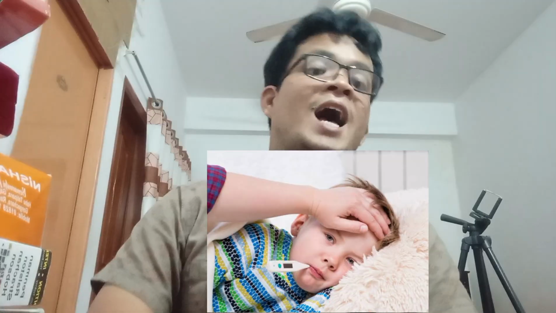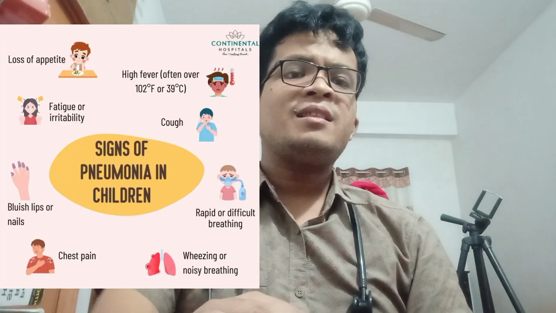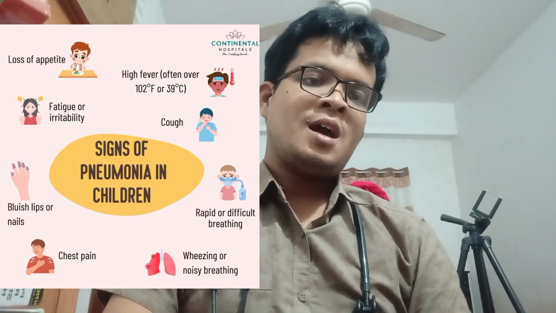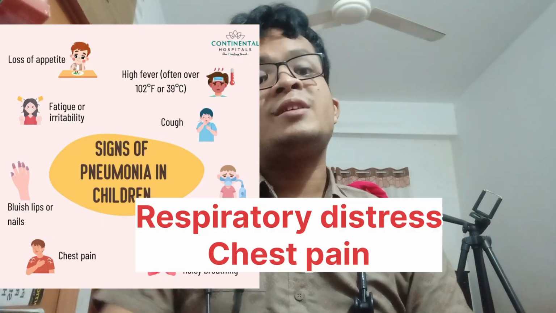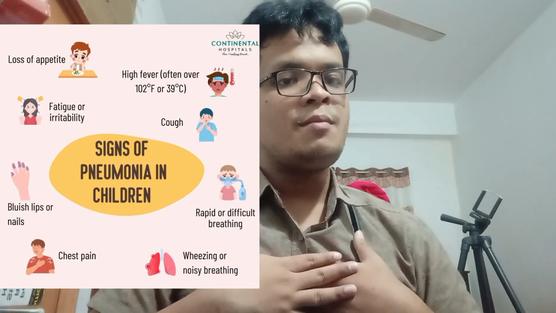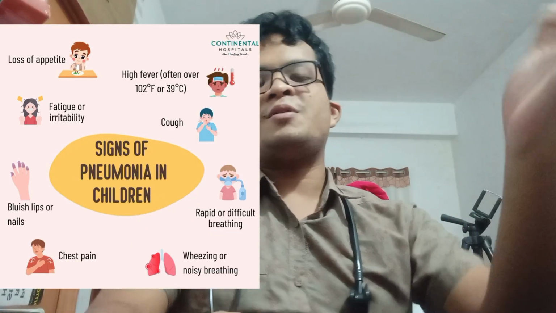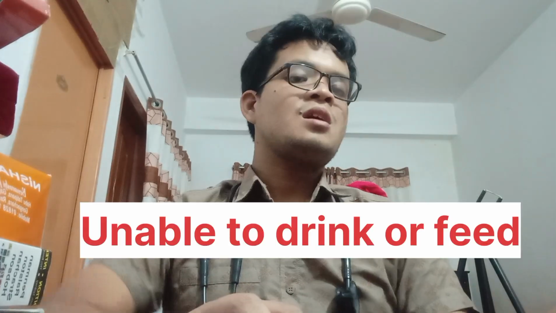Now, moving on to the symptoms of pneumonia. So, what are the symptoms that children with pneumonia will present? There will be fever and cough. The fever will be moderate to high level fever, and the child will have cough. And then the child will also have some respiratory distress, chest pain may be present, and in severe respiratory distress, the child will be unable to drink or feed. So these are the symptoms that a child with pneumonia will usually present.